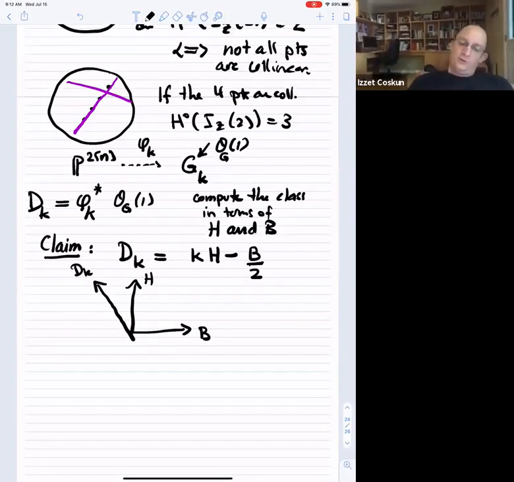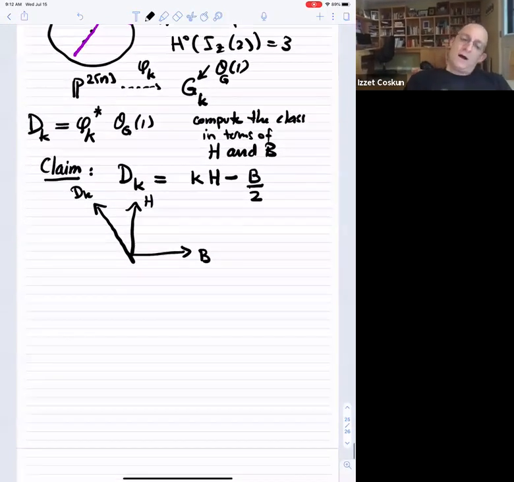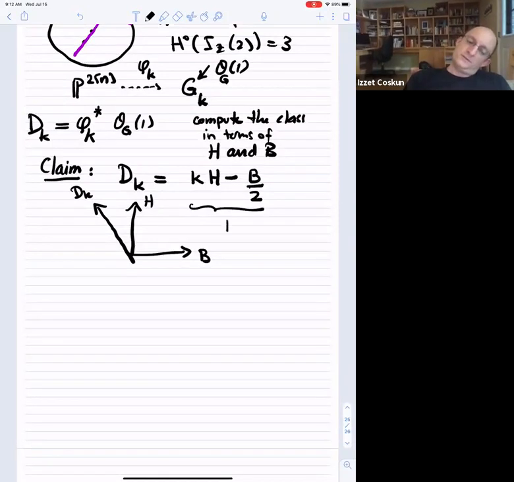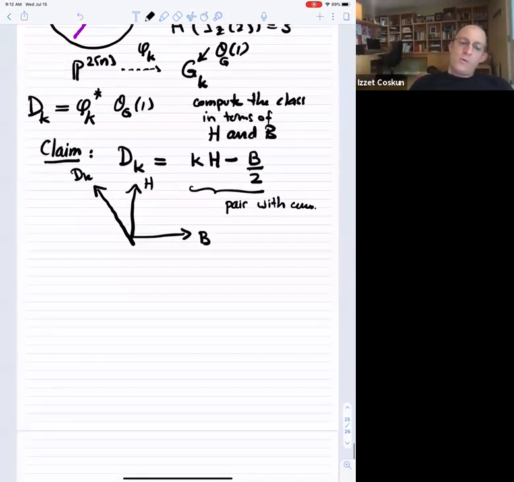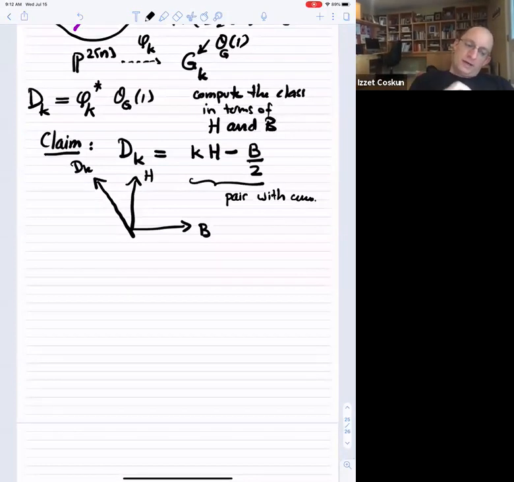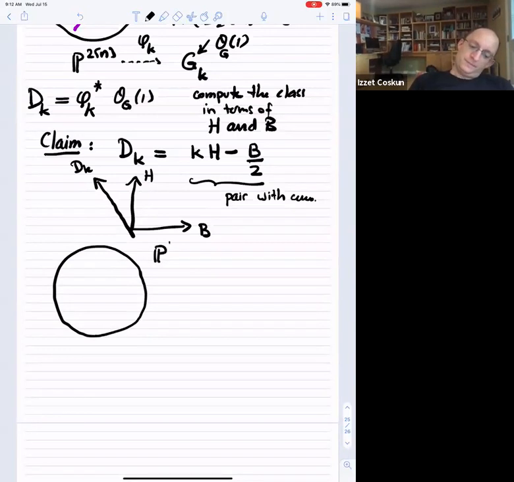All right, so now how do you prove things like this? One way to compute these kinds of things is you pair with curves. So let's do it. Here is what I can do. So let's do it like this. So here is RP2.